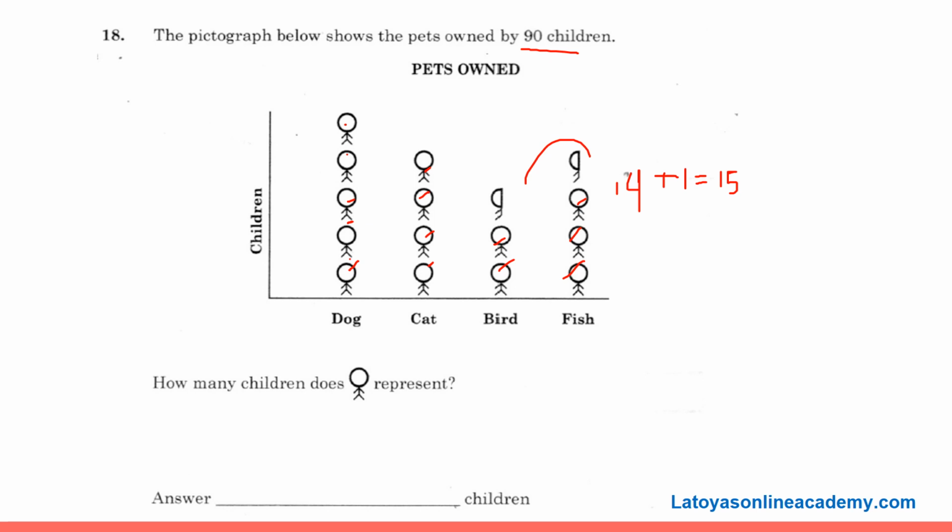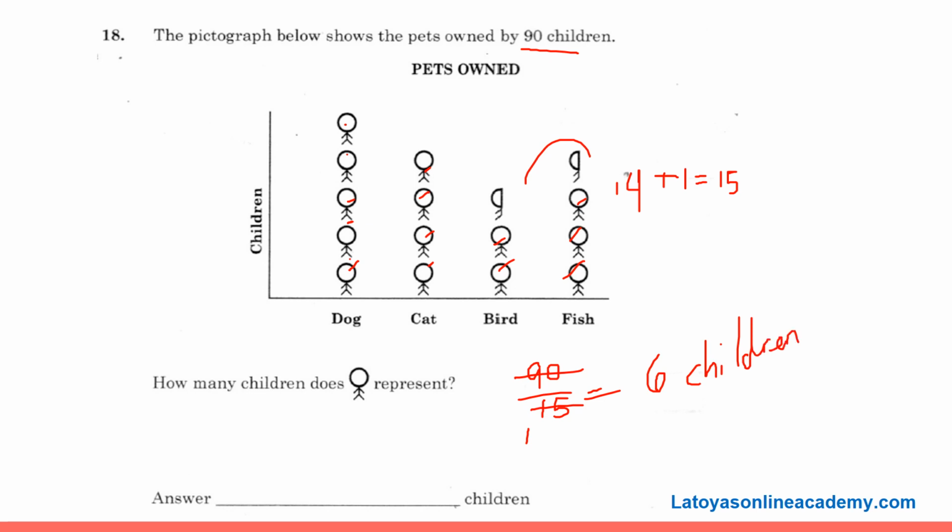So what we need to do, therefore, 15 of this symbol represents 90. So we need to find out how much 1 represents. To find out how much 1 of this symbol represents, we need to divide. So we have 90 divided by 15, and that's going to give us how much 1 of this represents. Now how many times could 15 go into 90? 15 into 15, 1, and 15 can go into 90 6 times. So the answer is going to be 6 children.